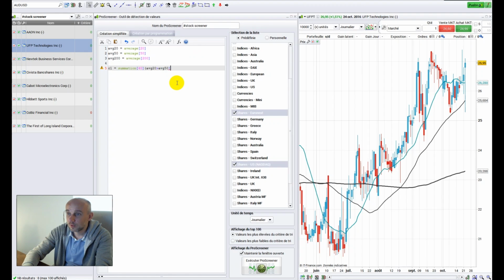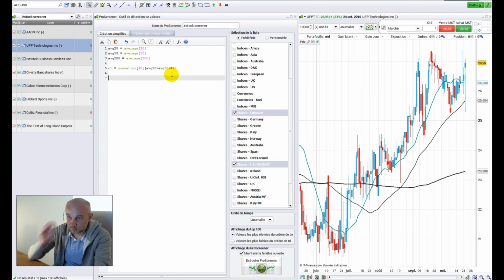If this condition returns true, it will return one value. So we make the summation of this one value 40 times. So if it's true 40 times, the whole condition will return 40.